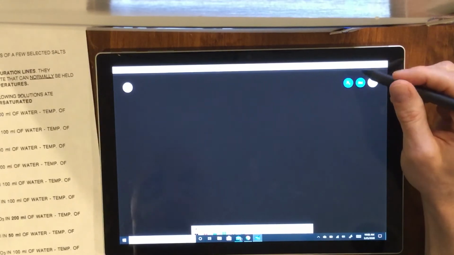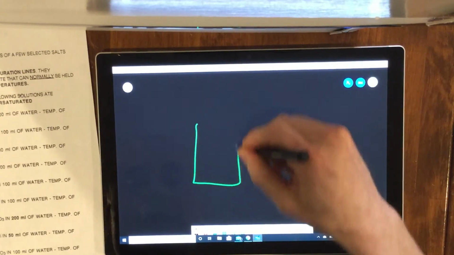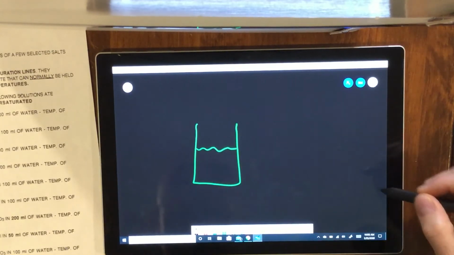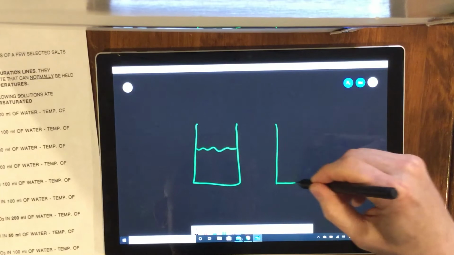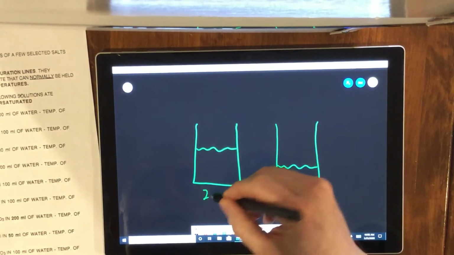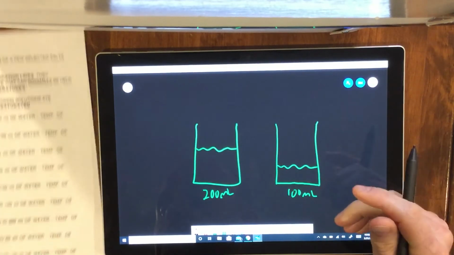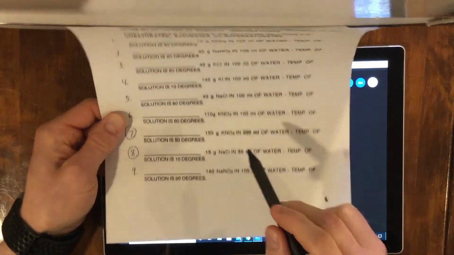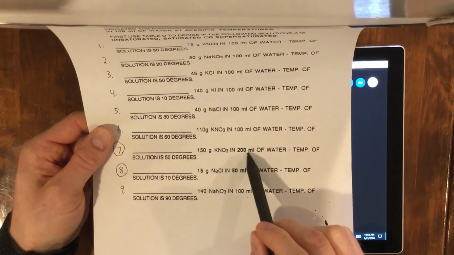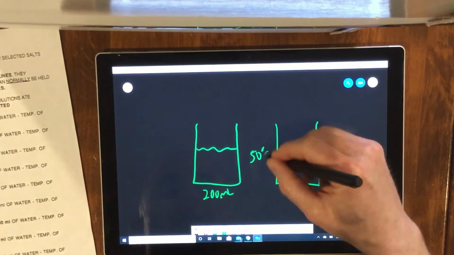Okay, so imagine you had, let's say, 200 milliliters of water, and then you had the same size beaker. So imagine these are the same, and you had 100, right? So here's 200 milliliters of water, 100 milliliters of water. All right, so if you look at number 7, it says 200 milliliters of water at 50. So both of these are at 50 degrees Celsius.